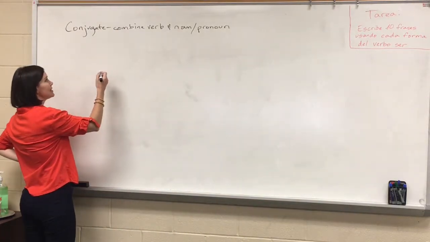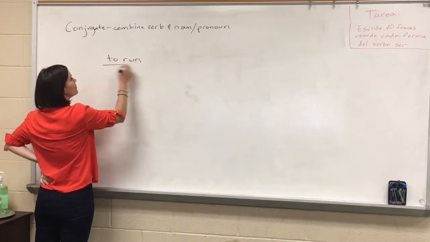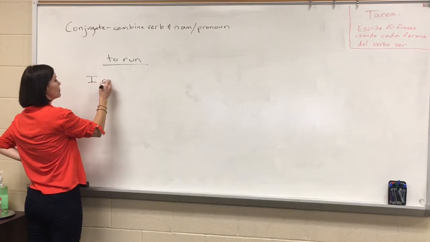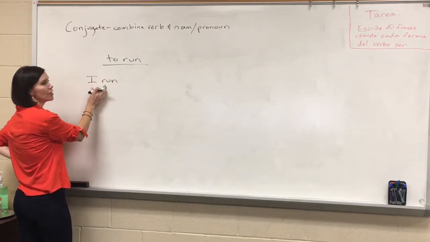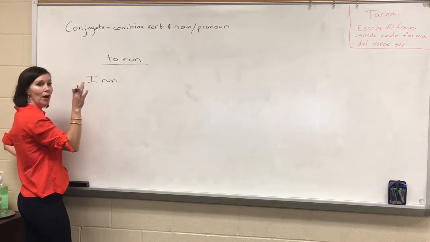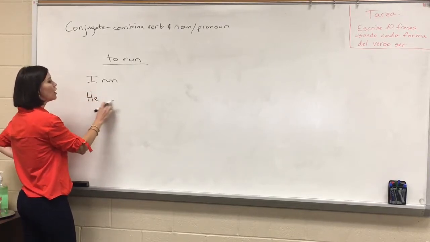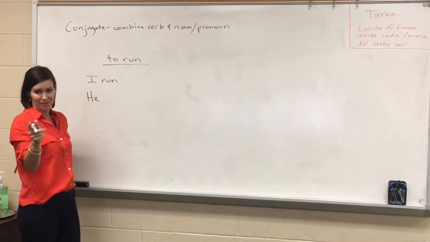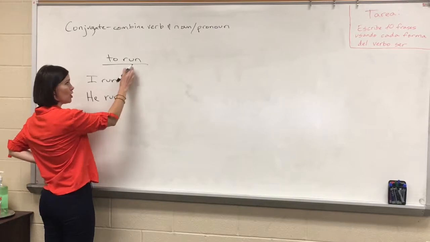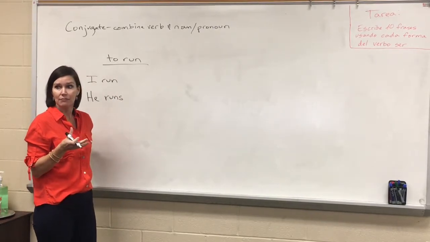For instance, if you have the verb to run, and you want to say, I run, you just conjugated that. Now it didn't change though, it was the same. However, if you wanted to say he, how would you conjugate that verb? Runs. Do you see how you had to change run to runs in order to conjugate it correctly?